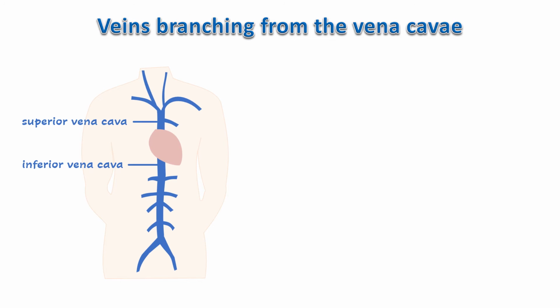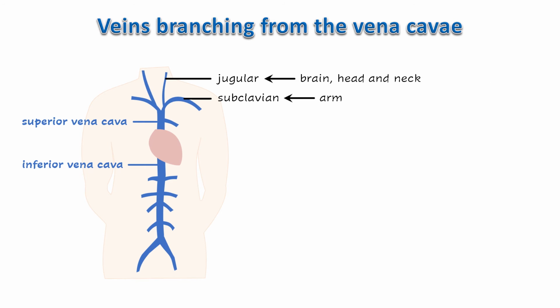Many of the arteries carrying blood to the tissues are mirrored by veins that return blood to the vena cava along the same route, but not always. At the top of the superior vena cava, branches develop into the subclavian veins, which drain blood from the arms, and the jugular veins, which drain the brain, head and neck regions. The superior vena cava also gives rise to the azygos vein, which drains blood from several structures in the thorax.